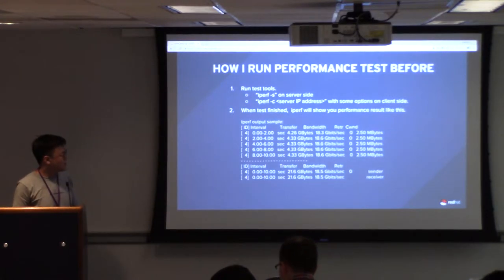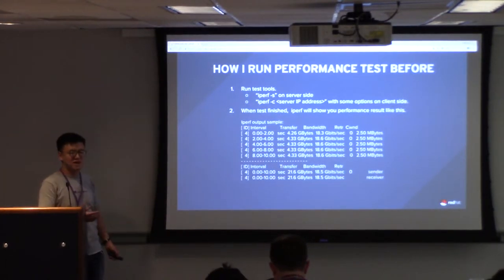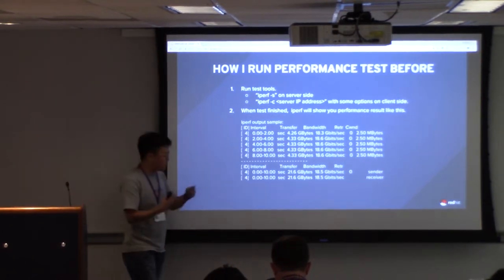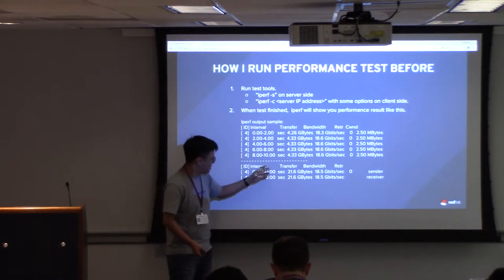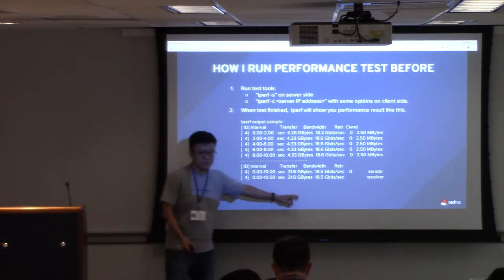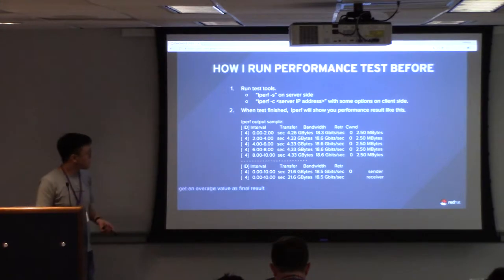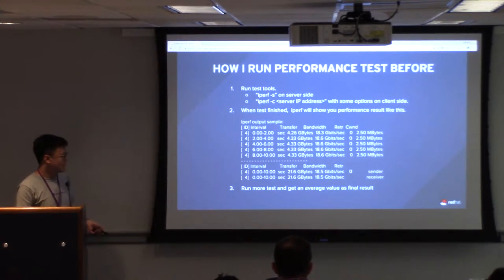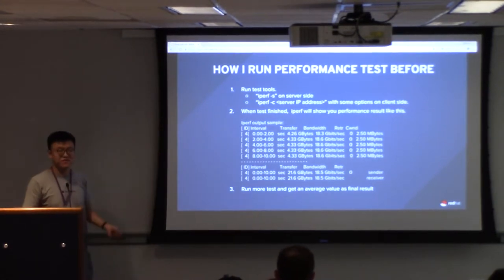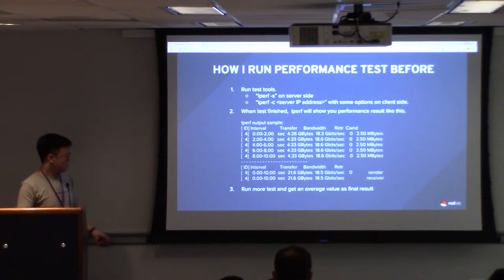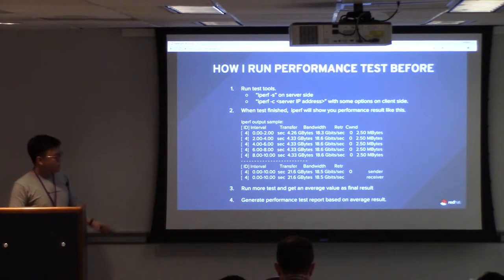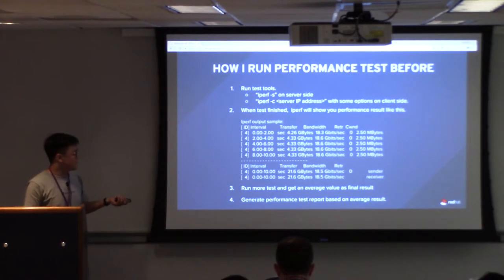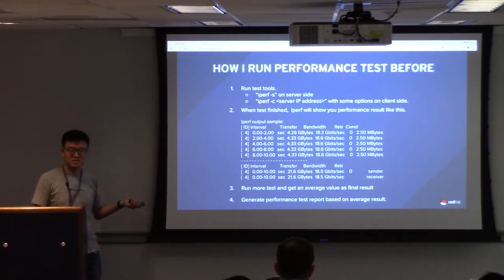When the test finished, iperf will show you your performance result, like this one. The final performance result will be in the last two lines. So in this case, the performance is 21 gigabit. The third step is to run more tests and get an average value as the final result. I guess we always do that. The last step is to generate the performance test report based on the average result. This is how I ran the performance test before with the old methodology.